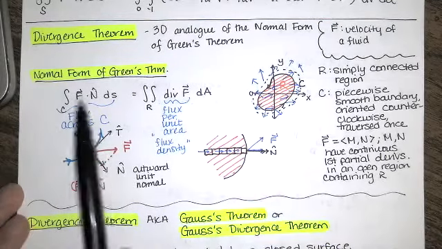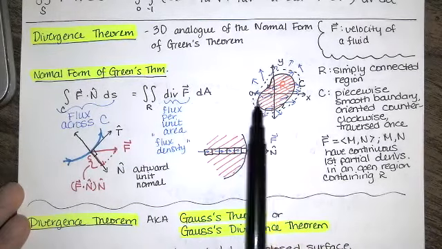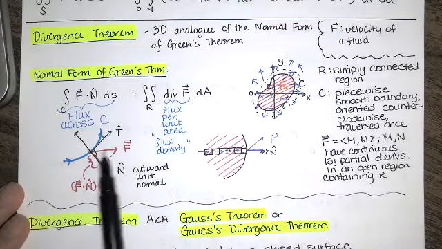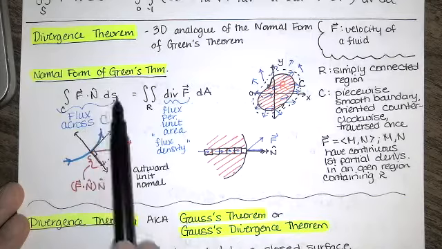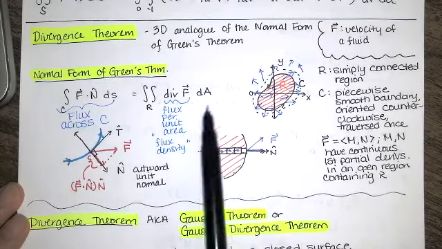Well, the normal form of Green's theorem says, instead of doing the line integral over C and looking at the normal component of your velocity vector and then adding all of those up and multiplying by a tiny length, don't do that. They said, do this instead.